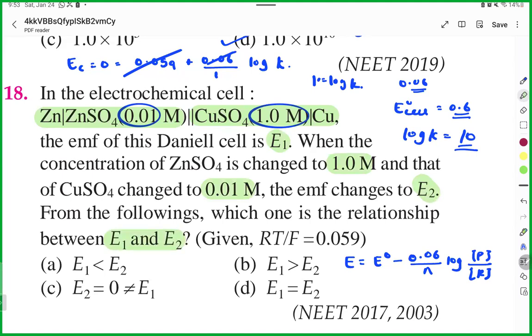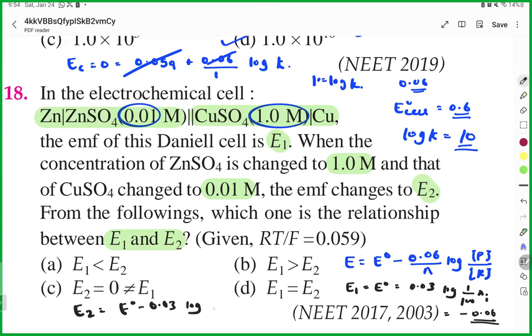So when you calculate the E1 value, E1 equals E naught plus 0.06 over 2, which is 0.03, times log of the product, 0.01 by 100, and the reactant, 1. So log 1 by 100 will be minus 2. Minus 2 means minus 0.06 for E1. What will be the E2 value, Chandana? E naught minus 0.03 log of product by reactant. So it became the opposite.